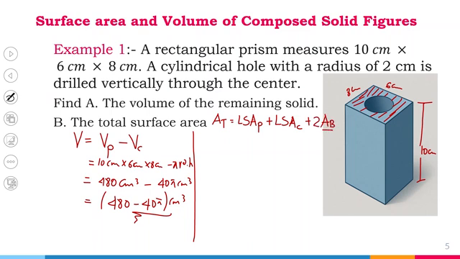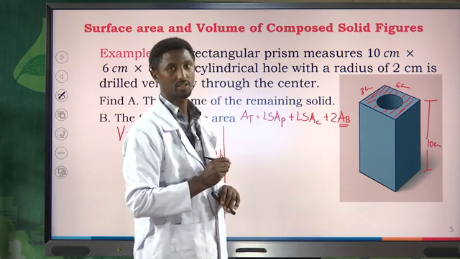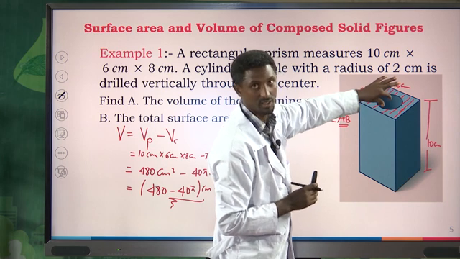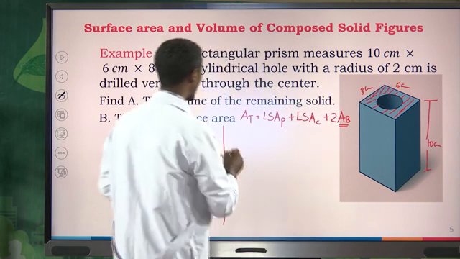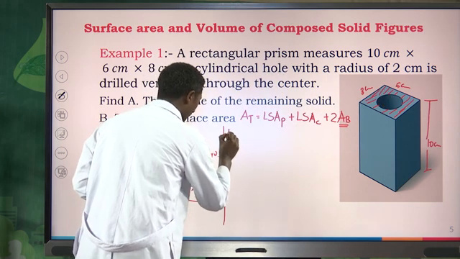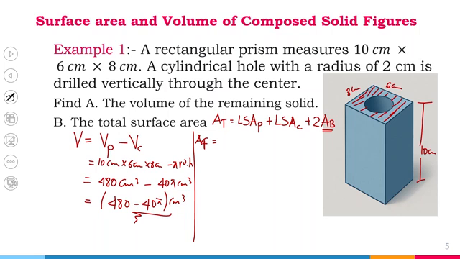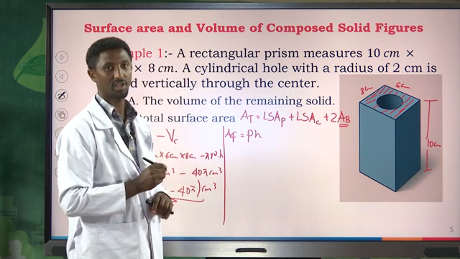Let AB denote the area of base. So what's the area of base? Area of a rectangle minus area of a circle. To find the total surface area, we need to recall how to find the lateral surface area of a prism. The lateral surface area of a right prism is perimeter times height.